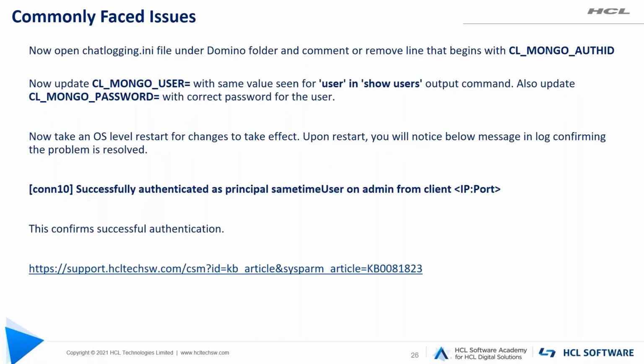Now open the chatlogging.ini file and comment out the line starting with the CL Mongo auth ID parameter, which generally stores the user authentication details. Once that is done, you need to update CL Mongo user and CL Mongo password as per the show users command output we have seen in the previous slide. And remember to update the username correctly with proper cases.